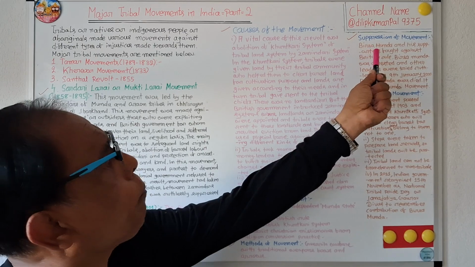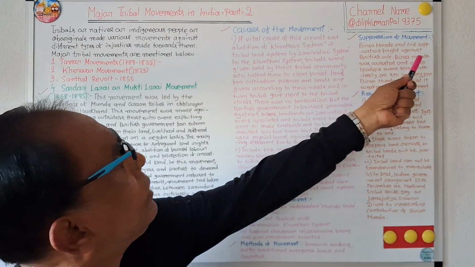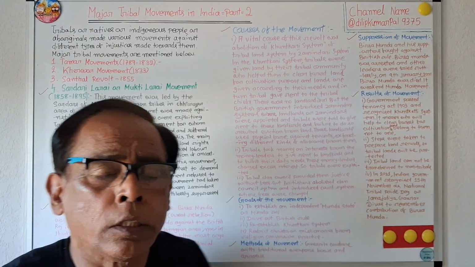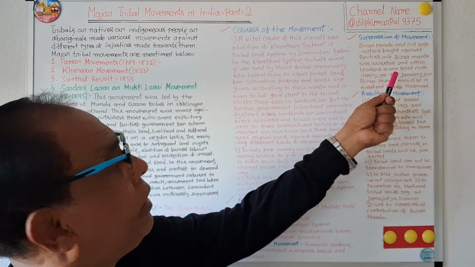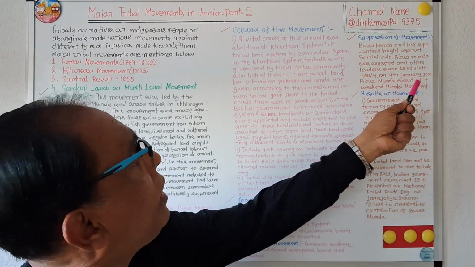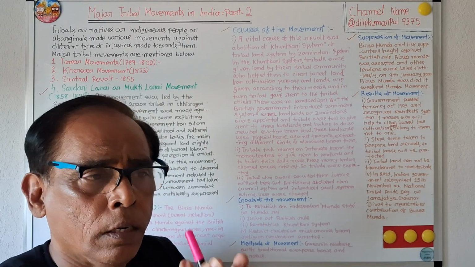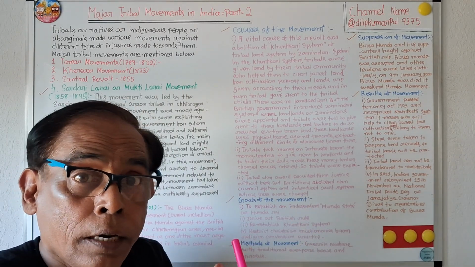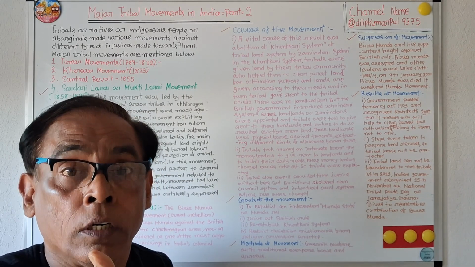Now we'll discuss the suppression of this movement, how this movement was suppressed. Birsa Munda and his supporters fought against British rule. Birsa Munda was arrested and other leaders were tried ruthlessly. No doubt, under Birsa Munda, a movement was made against the British government, but Birsa Munda was arrested and his supporters were suppressed ruthlessly.